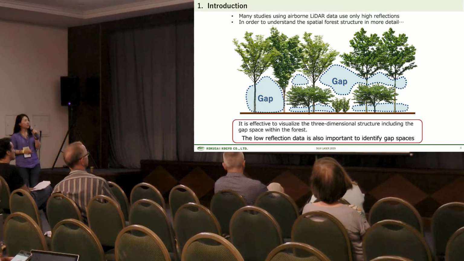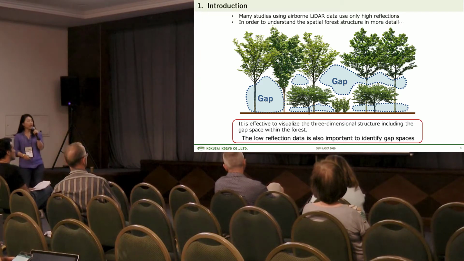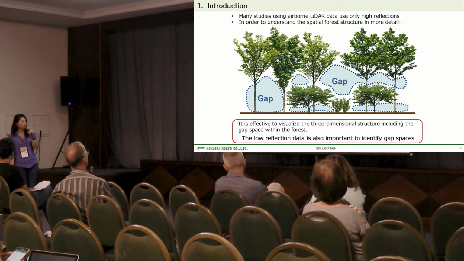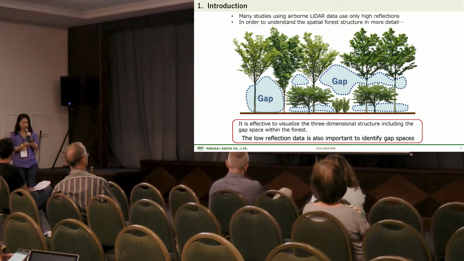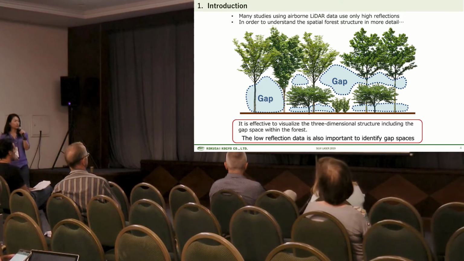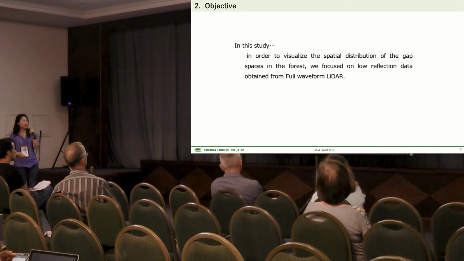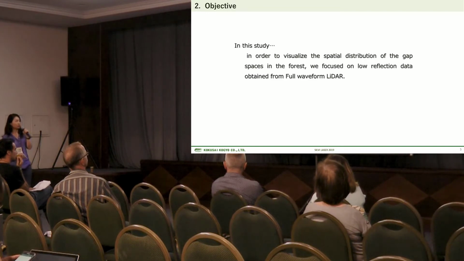So, many studies using airborne LiDAR data use only high reflections. However, in order to understand the spatial forest structure in more detail, it is effective to visualize the three-dimensional structure, including the gap spaces within the forest. In other words, the low reflection data is also important to identify gap spaces. So in this study, in order to visualize the spatial distribution of the gap spaces in the forest, we focused on low reflection data obtained from full waveform LiDAR.